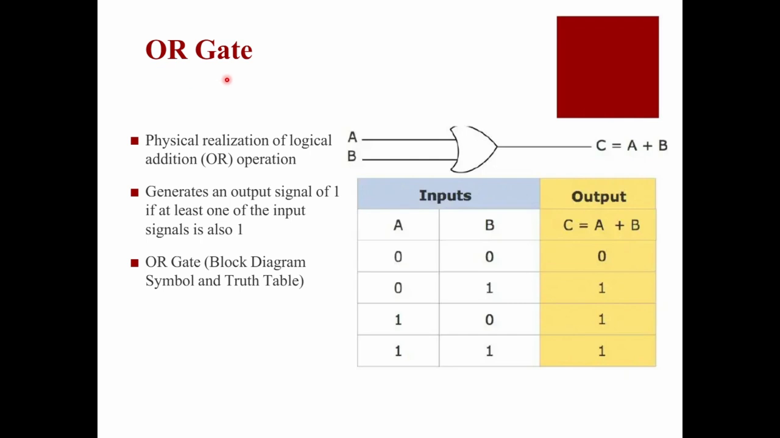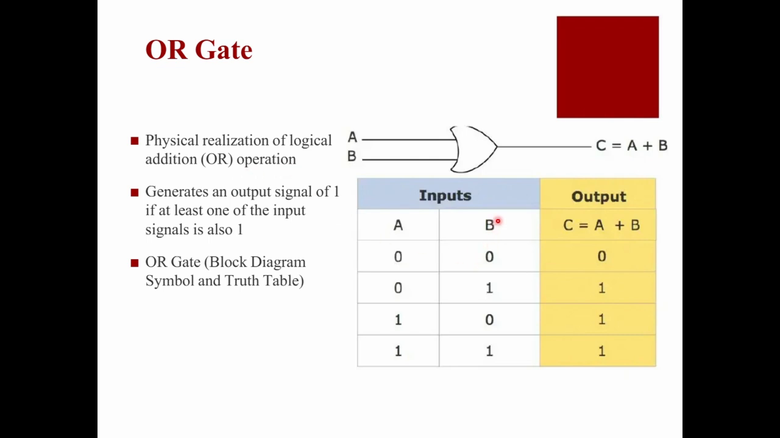Next, OR gate. OR gate looks like this, as you can see, this is the symbol. The first input is A. The second input is B. The output, let's say, is C. So, C equals A plus B. This means that OR gate is a logical addition operation.